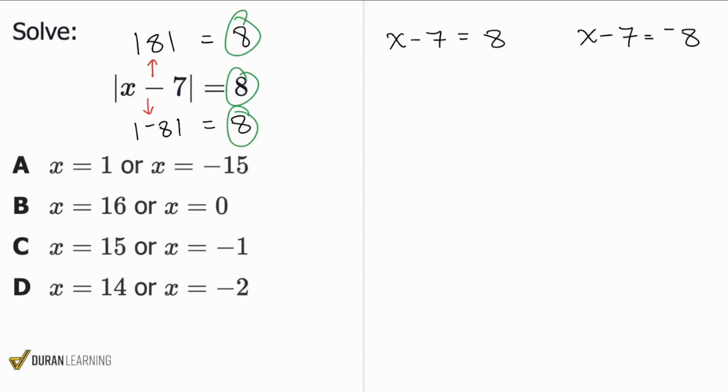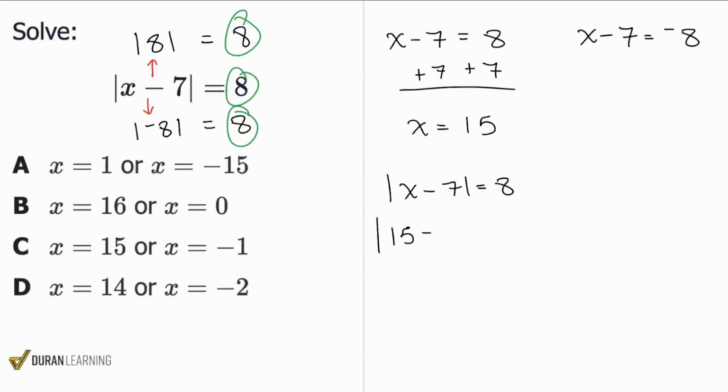And now we'll solve the first, showing that if we add 7 to both sides, that'll give us x equals 15. And again, you can prove that this is the right answer by plugging it in. X minus 7 equals 8. Plug in the 15, and you end up getting 15 minus 7. And then 15 minus 7 is 8. The absolute value of 8 ends up becoming 8. So look at that. First answer, boom, it works.